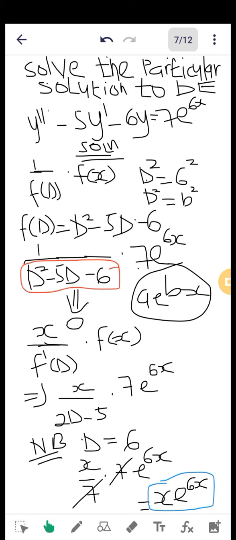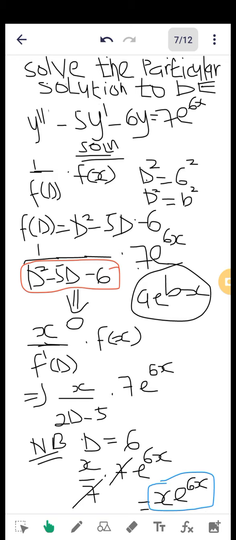We should note that from this place, my d squared was 6 squared, so therefore my d will be 6. If d is 6, I'll make a substitution here. So we are going to get 2 times 6 minus 5. 2 times 6 is 12, and 12 minus 5 is 7. So the whole of this denominator is 7. So x over 7, then we operate it on 7e exponent 6x. So my 7 will cancel 7, and we are going to get xe exponent 6x.